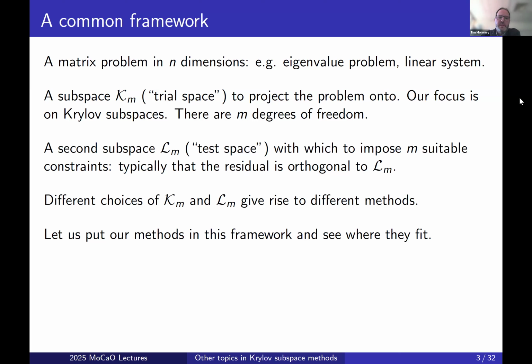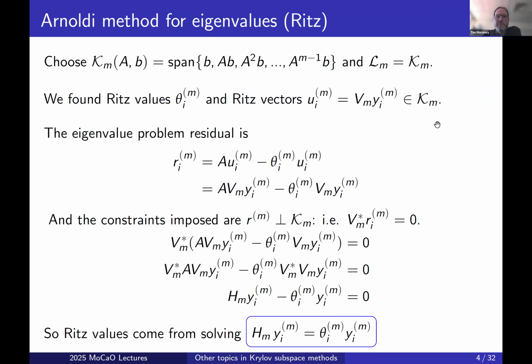And then we've got a second subspace, which is essentially how we're going to impose m suitable constraints so that we can get a unique solution to this problem. Okay, so this is, if you like, the test space. And we've actually seen already two different choices for L, right? And we'll see how that has played out. Okay, so Arnoldi's method for eigenvalues has us choosing L equal to K. So K is the Krylov subspace, and L is going to be the same thing.